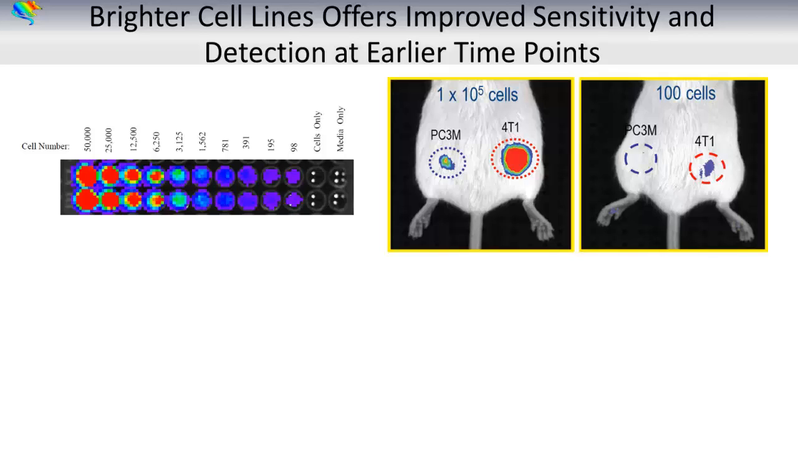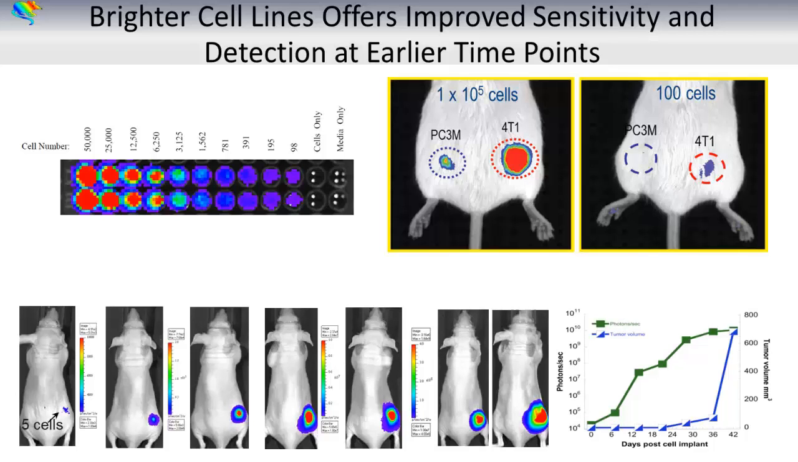We'd like to see at least 100 photons per second per cell, but the 41 Luke2 cell line illustrated here is at 7,000 photons per second per cell, therefore allowing us a sensitivity of just a couple of cells subcutaneously in an animal. This is powerful as it allows the detection of tumor 3 weeks prior to caliper detection, opening the opportunity to assess tumor growth in the early exponential growth phase.